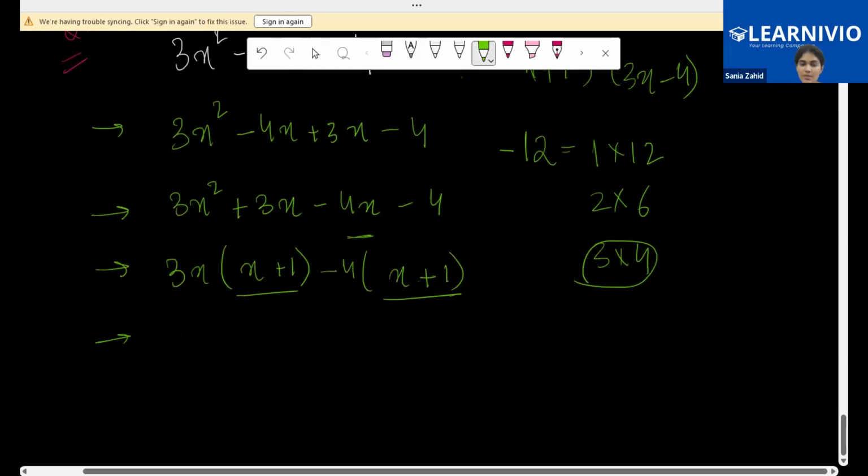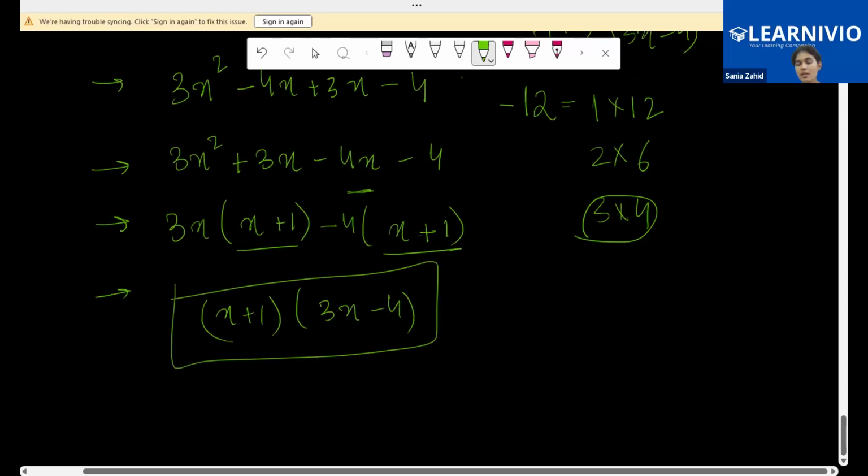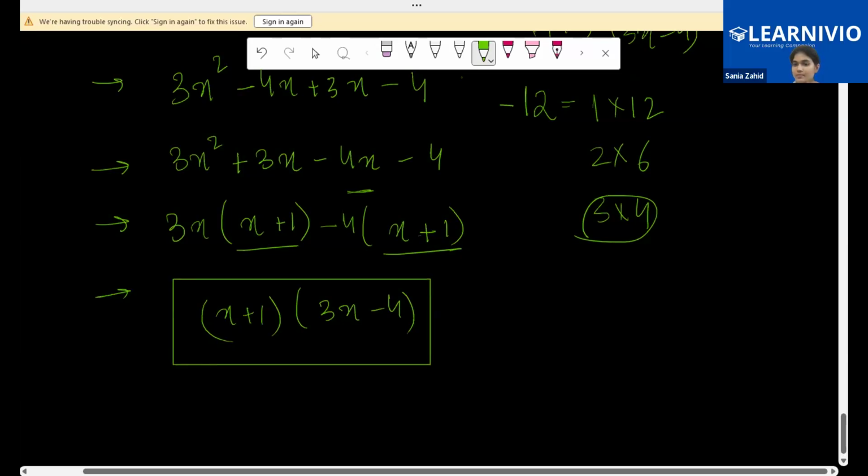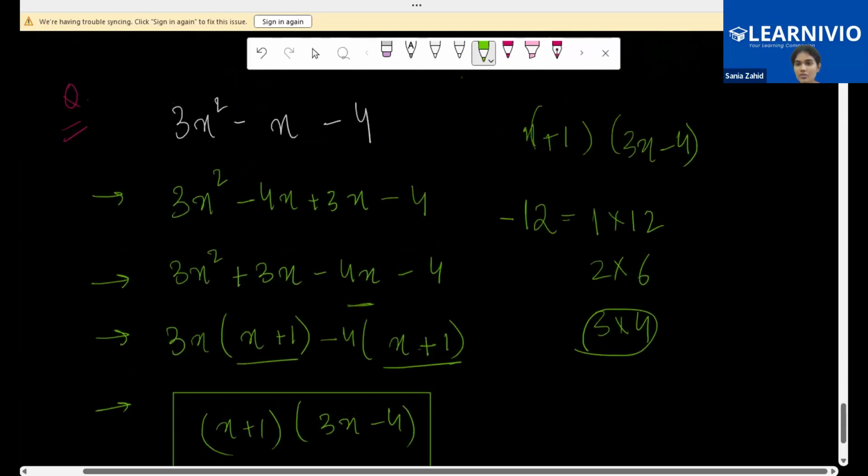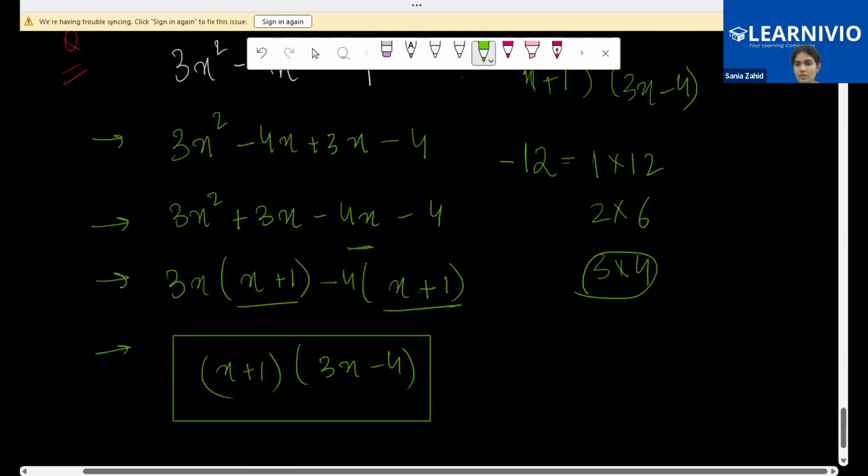I have x plus 1, so I'll just write x plus 1. And now I'll write 3x minus 4. Right, so these are my two factors. Correct. Children, understood? Yes, ma'am.